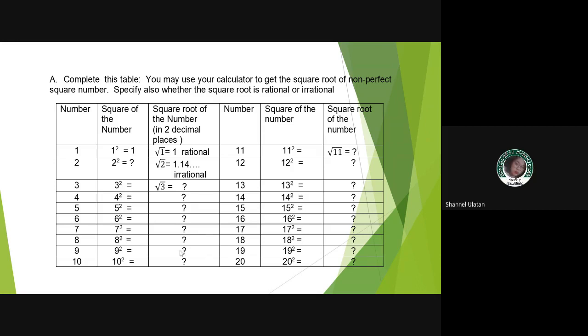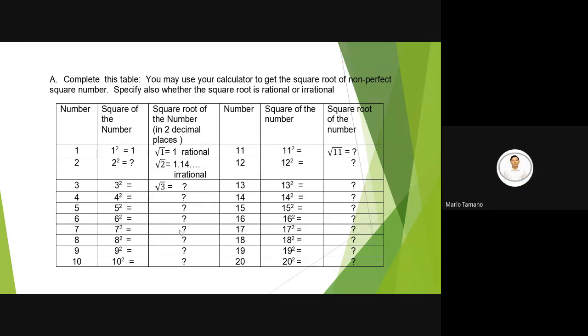Yes, irrational. So next is square root of 6. 2.45. Okay, rational or irrational? Irrational po. Now, square root of 7. 2.65. Rational or irrational? Irrational po.